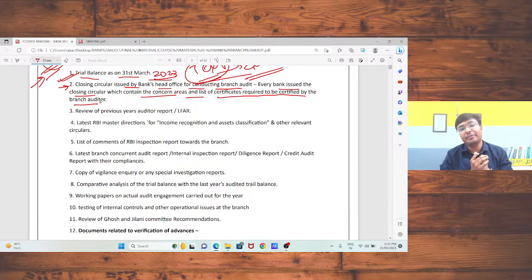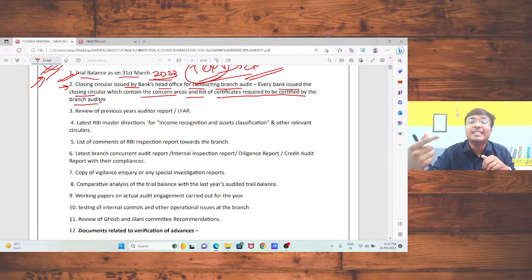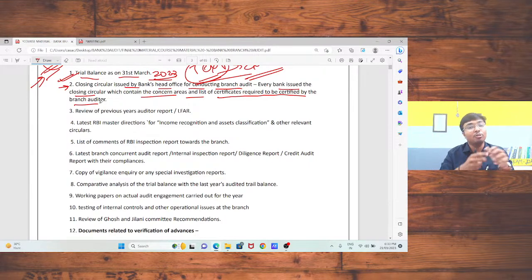Before signing the certificates, check whether the calculation of that interest subvention is right or not, whether the accounts to which the bank is providing that subvention are eligible for it or not, and whether those accounts are NPA or not. Because the bank manager will always say that everything is perfect in our branch. So take care of it.